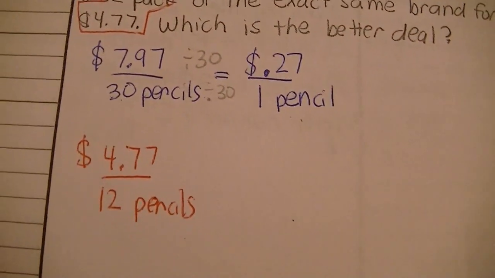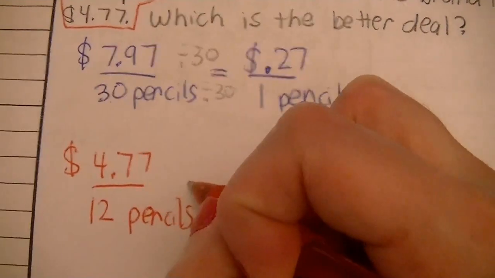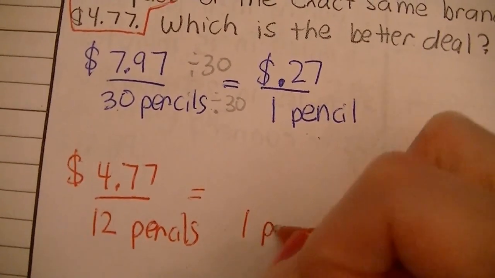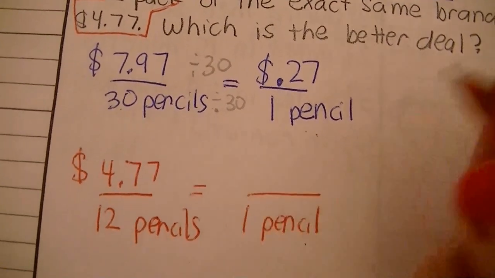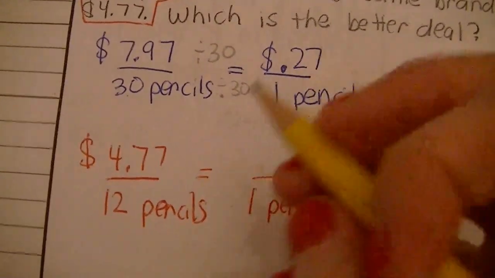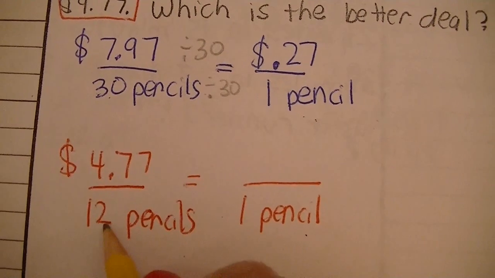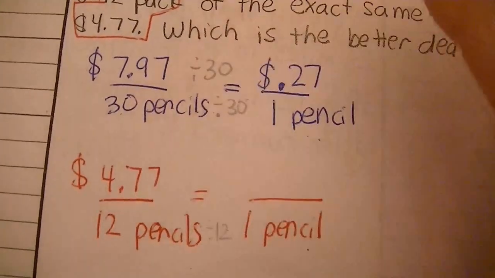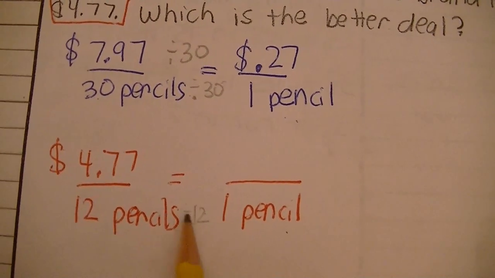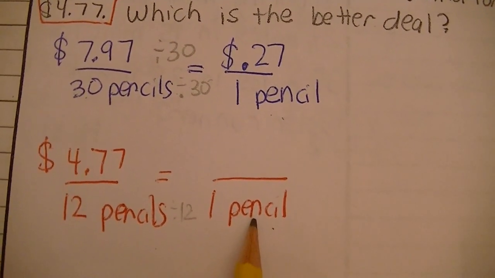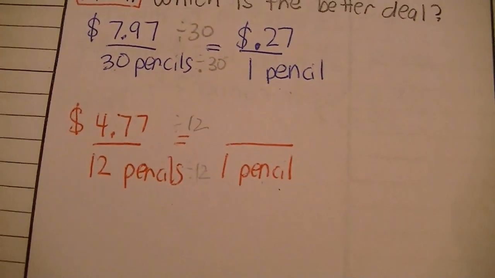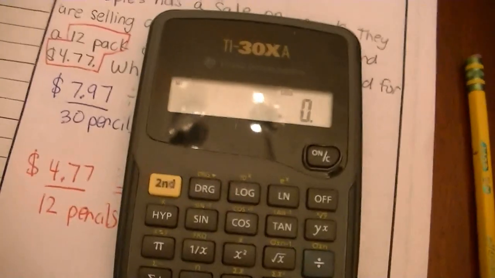You should pause the video and try to find the unit rate of the second option here. And here's what it would be. Again, you're going to divide. You've got to think to yourself, 12 divided by what number gives you 1? Well, it'd be 12. Do not divide by the same number here. No, you divide by what this one is so that you get 1 over here for your unit rate. So $4.77 divided by 12.